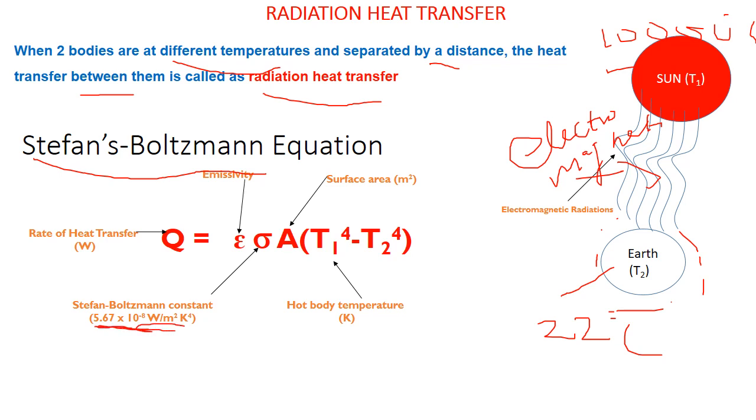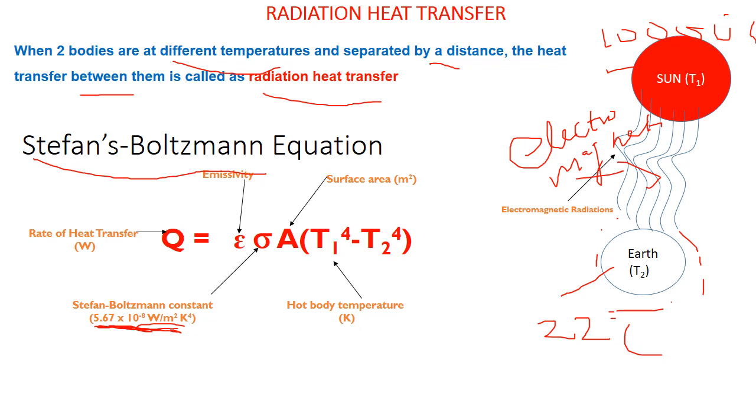Don't ask me in the exam what the value of this is. You must remember it. It's very easy to remember: 5, 6, 7, 8. Try to remember 5, 6, 7, 8. That is 5.67 and power minus 8, with unit watts per meter square Kelvin to the power 4. It is multiplied with the area of the surfaces.